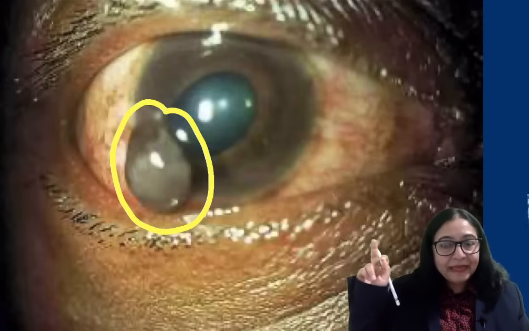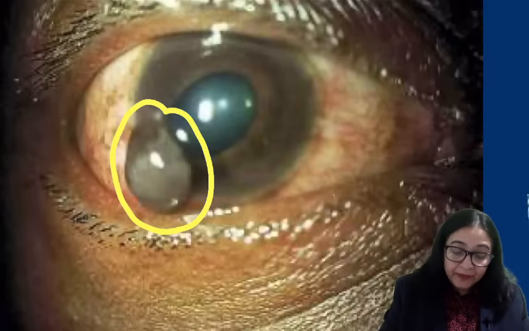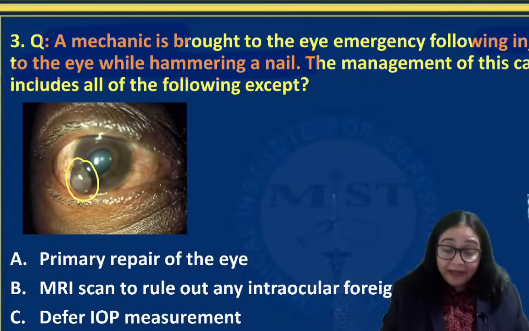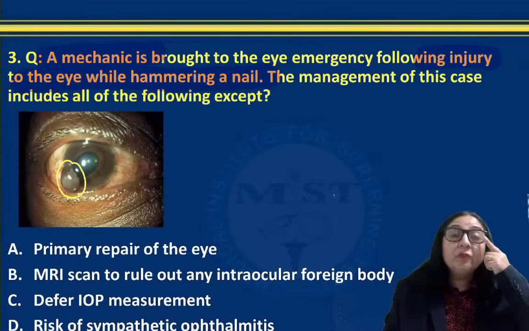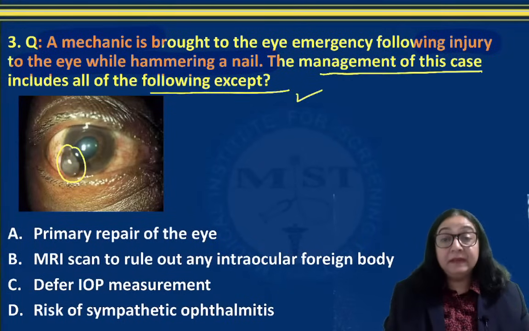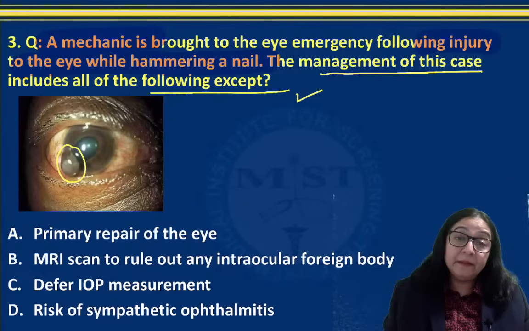This is a penetrating eye injury. Okay. Now, coming back to the question. The management of this case includes all of the following except. So what you should not be doing if such a case comes to you in the emergency.